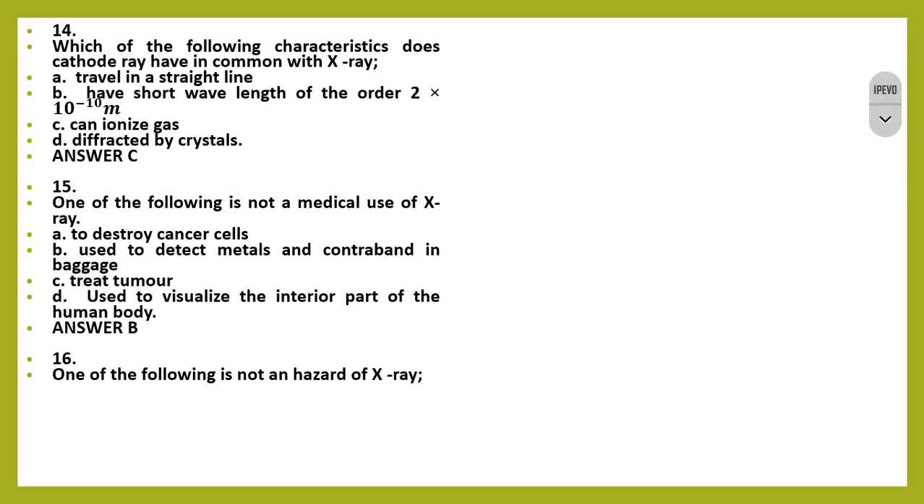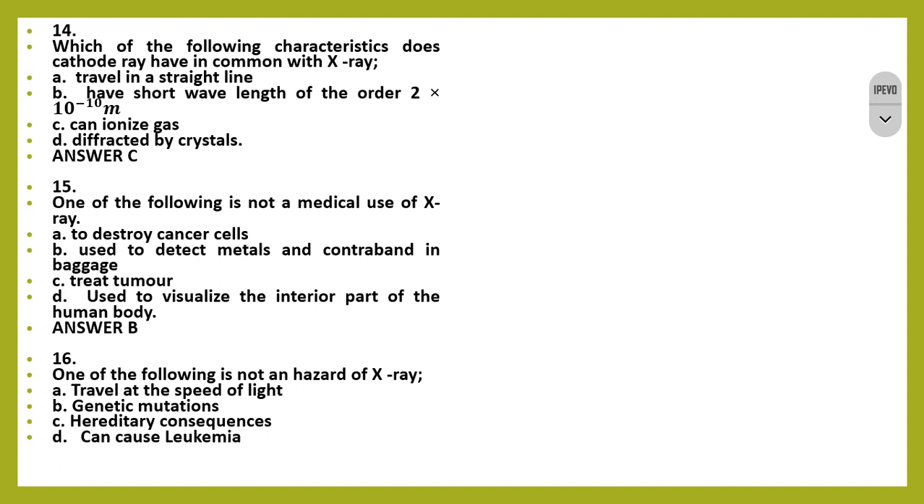Example 16. One of the following is not a hazard of X-ray. So others are hazards of X-ray except one. A. They travel at the speed of light, B. Genetic mutations, C. Hereditary consequences, D. Can cause leukemia. The correct option is A. Traveling at the speed of light is not a hazard.